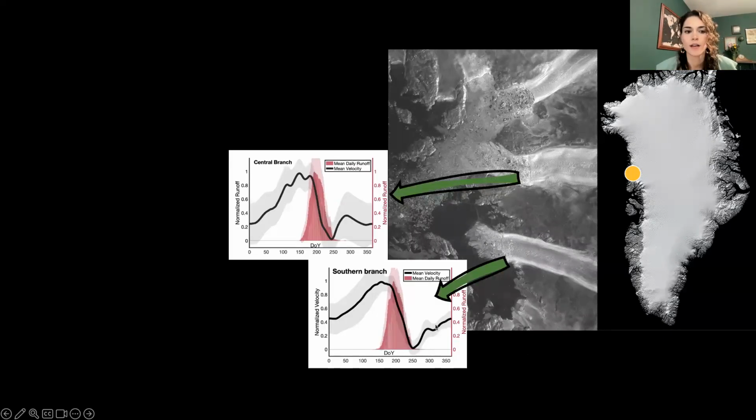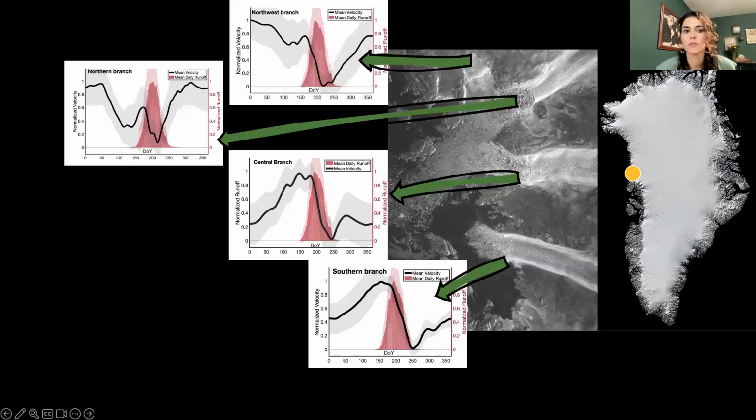So I'm going to zoom in here. Don't need to pay so much attention to the red. That's just showing the runoff in the summer. But the black line is showing the average velocity over the year. These two southern branches have a steady increase in velocity, so they speed up and then they decelerate come the melt season. Those two are very similar.